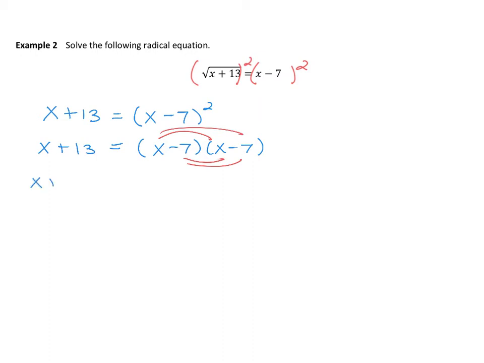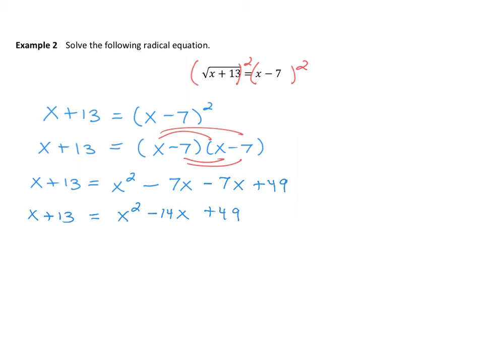So on the left, we have x plus 13. On the right, x times x is x squared. X multiplied to negative 7 is negative 7x. So I multiplied the x to both terms. Now I'm going to multiply in the negative 7. We get a second negative 7x, but then plus 49. So when all is said and done, the left is still x plus 13, but the right side is x squared minus 14x plus 49.